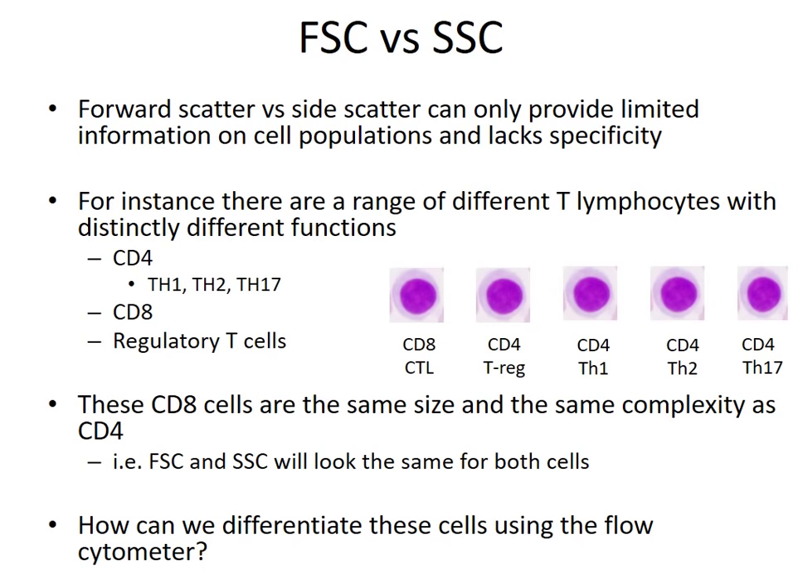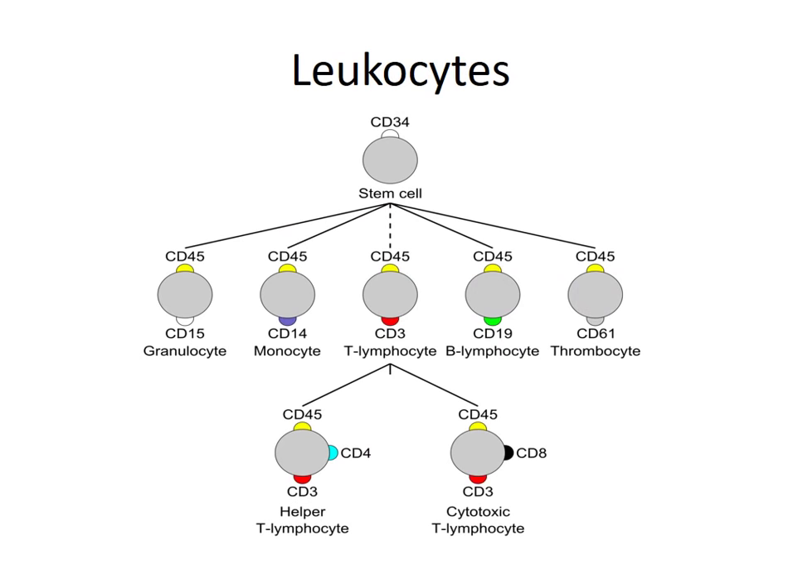So how can we differentiate these cells? We basically differentiate it based on the receptors that each of these cells express on their surface. And similar to what Emer covered with the ELISA, what we're going to do is develop antibodies that are going to bind the specific receptors on the cell. Okay?